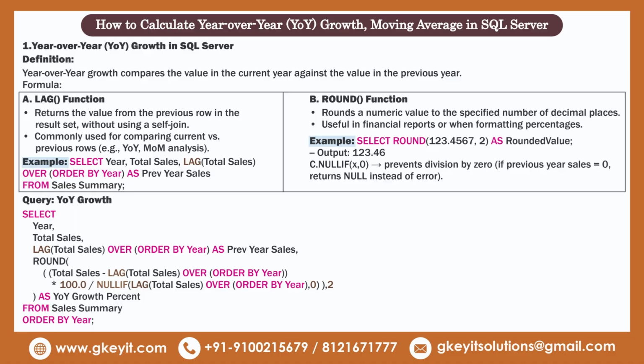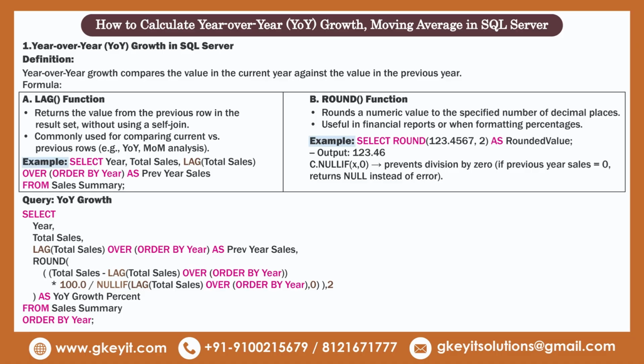We'll see the LAG function here. The LAG function returns the value from the previous row in the result set without using a self join. Commonly used for comparing current versus previous years, for example, year over year, month over month analysis purposes. Example: select year, total_sales, LAG(total_sales) over (order by year) as previous_year_sales from sales_summary table.